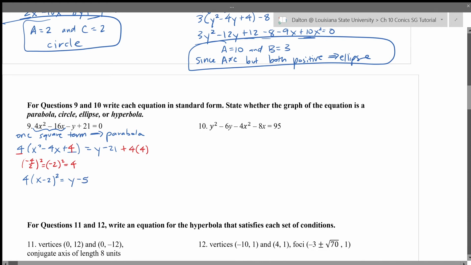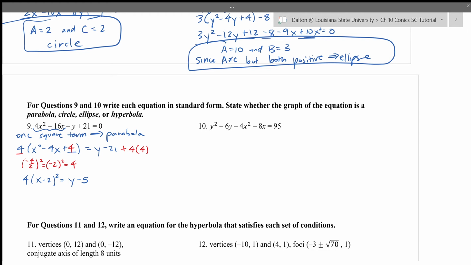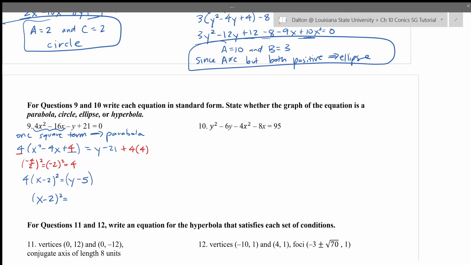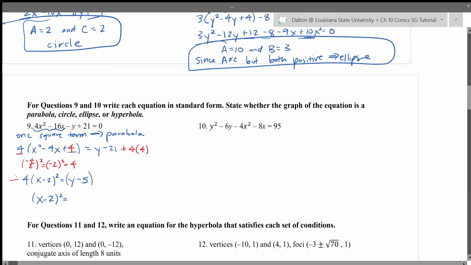And the only other thing to do is this 4 on the left side, it needs to be written on the right side, but this y minus 5 binomial needs to stay together. We don't want to distribute anything. So we'll end up with x minus 2 squared, and it's like if we multiplied both sides by 1/4. It would cancel on the left, and then on the right, we would have 1/4 times y minus 5. And that would be our answer in standard form.